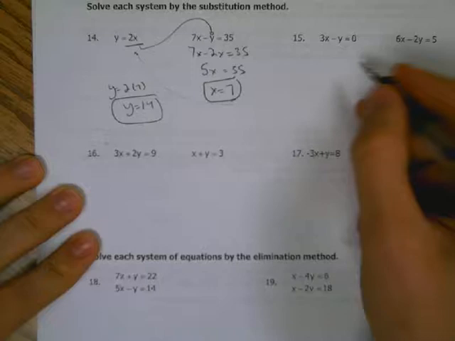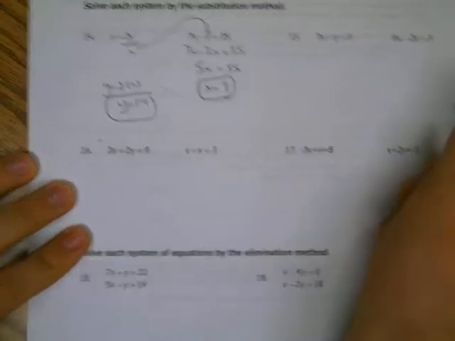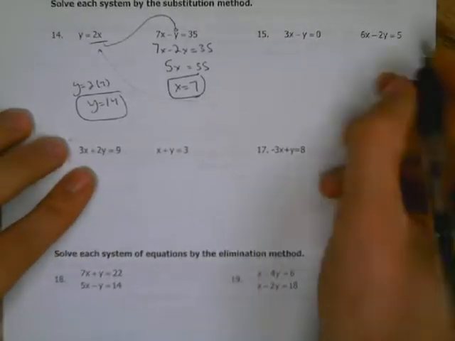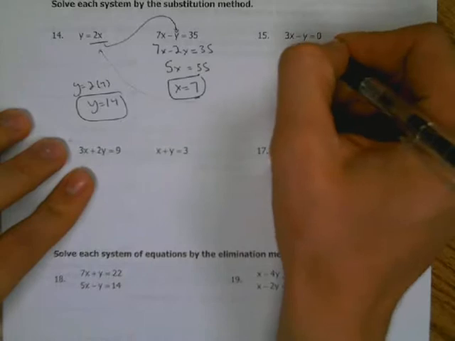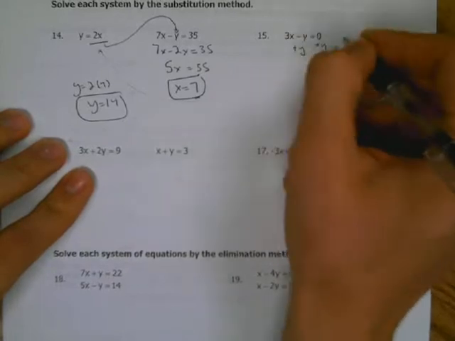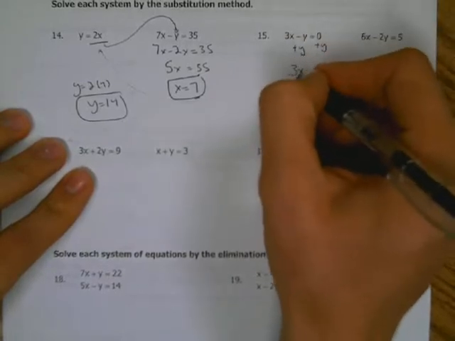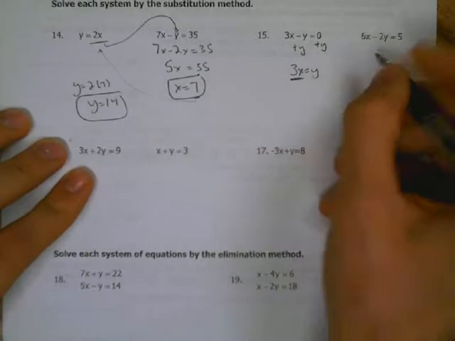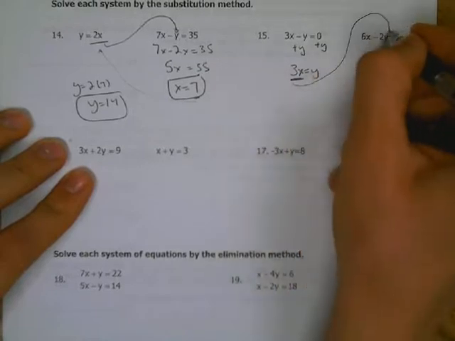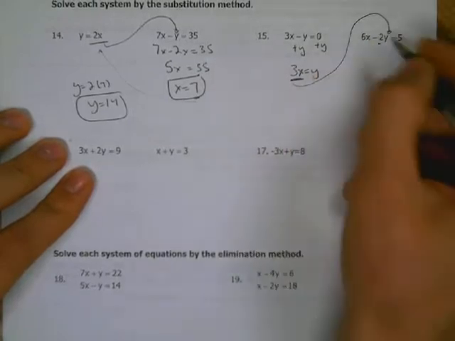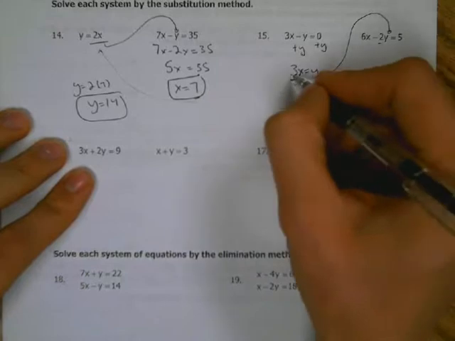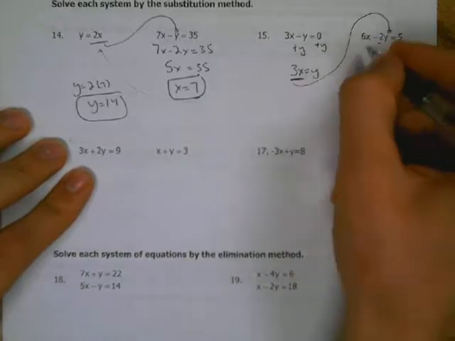On this one, neither equation is set up solved for a variable, but one of them is significantly easier. This one, if I add y to the other side, or if you subtract 3x and divide by negative 1, either way, I'm going to solve for y. Y is equal to 3x. Now this time when we put it in for y, you'll notice this 2 out in front. We have 2 y's. Y is equal to 3x. So if we had 2 y's, we're going to have 6x.